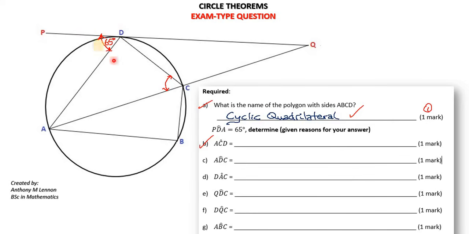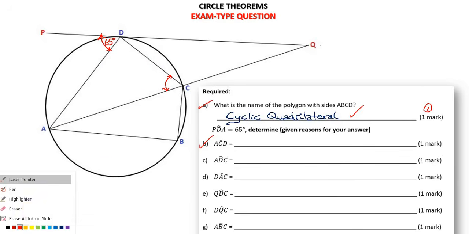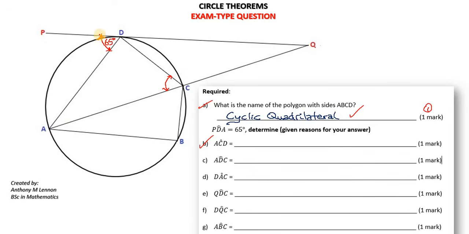Okay, and they are in opposite segments. So this angle is in the minor segment, and this angle here is in the major segment. In fact, we refer to this as the alternate segment theorem. Rather than saying the angle between the tangent and the chord is equal to the angle in the alternate segment, we just simply say the alternate segment theorem. So we can say angle ACD, going from A to C to D, which is this one, is equal to angle PDA, which we're given here, which is equal to 65 degrees. And what's the reason for that? Let's put in alternate segment theorem.